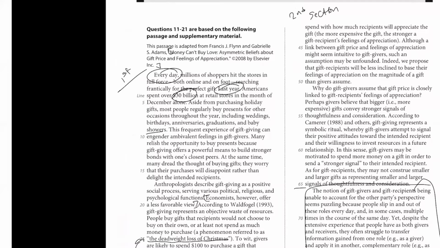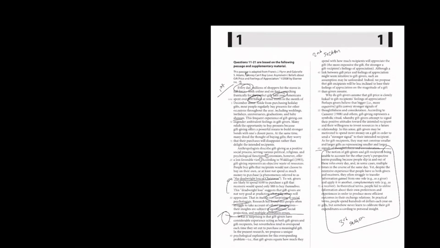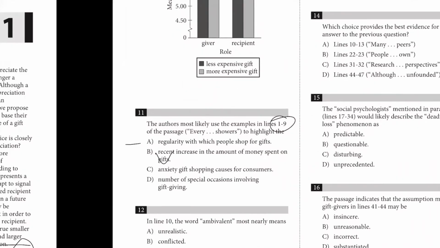So we can't make that assumption that there has been an increase in money spent in retail stores towards gifts, right? We can't make that assertion. So B is out, right? Because we don't have enough evidence to make that claim. C: anxiety gift shopping causes for consumers. So you're providing examples as to why people are anxious to gift shop for other people? No, you're just providing different events in which people would buy gifts. You're not providing areas for anxiety or anxiousness. C's out.